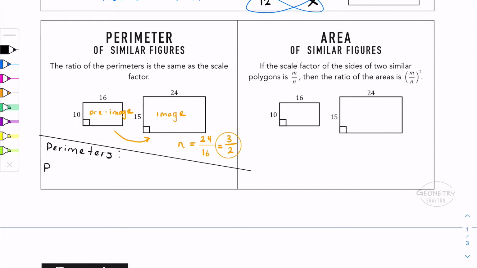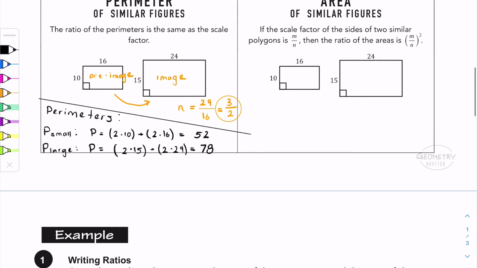So the perimeter of the small figure, or the pre-image, we're going to add up our side lengths. We have 2 side lengths at 10, so 2 times 10, plus 2 side lengths at 16. When I add these together, we end up with 52 for our perimeter. And the perimeter of the large figure is going to give you 2 side lengths at 15, plus 2 side lengths at 24. And that is equal to 78.